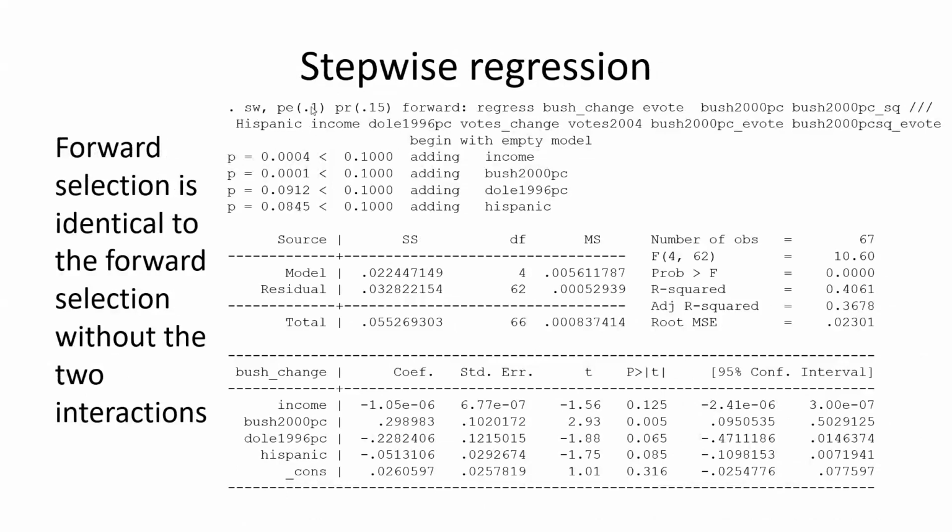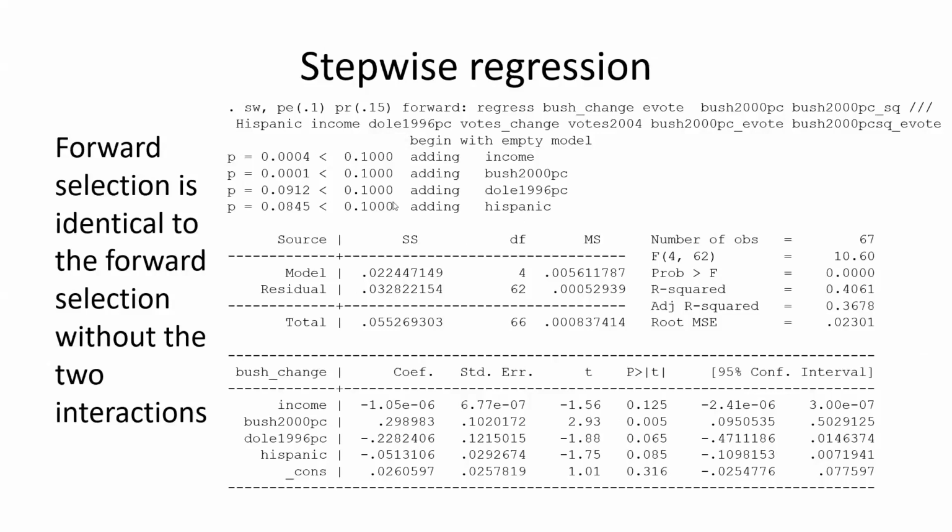I have here 10% and 15%, so I'm being very permissive. I'm allowing more variables than I would be if I went 5%. So we're adding income again as the first variable, right? So there's a difference right there. We're not adding any of the interactions or the square term. So I have a relatively normal looking model.